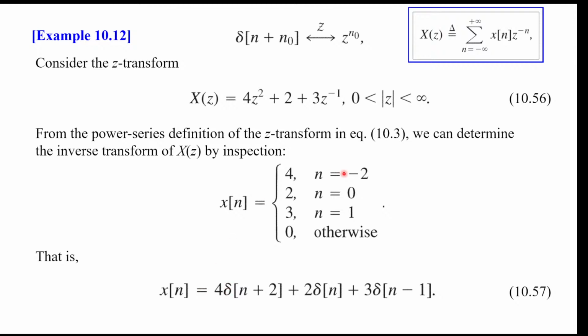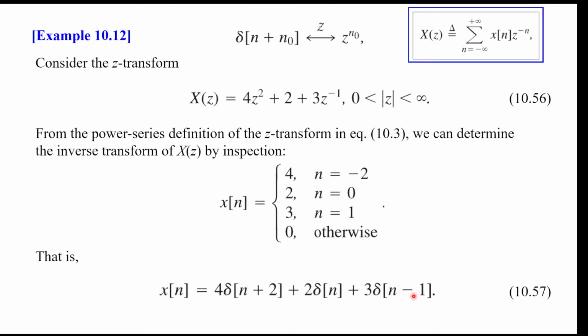So it has a 4 at n minus 2, then it's 2 times delta of n, 2 at n equal to 0, plus 3 times delta of n minus 1, 3 at n equal to 1. So this is how we write this down.